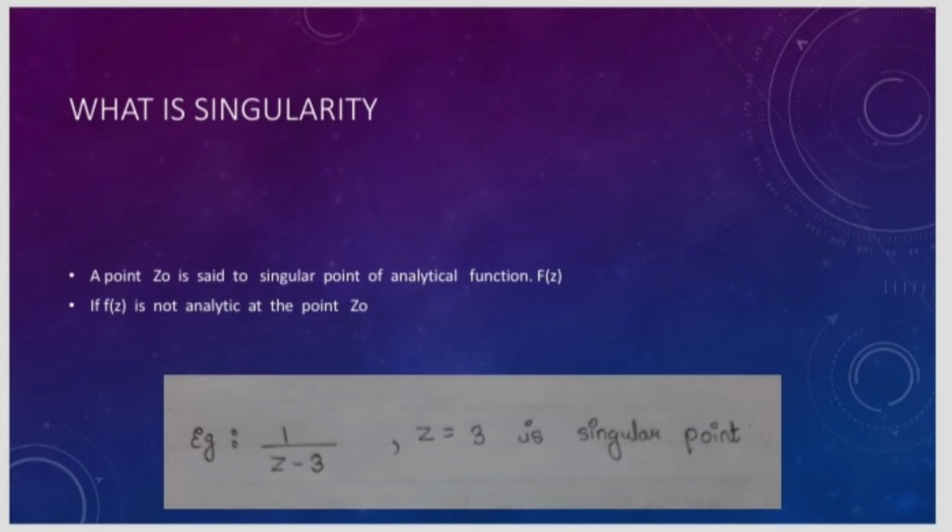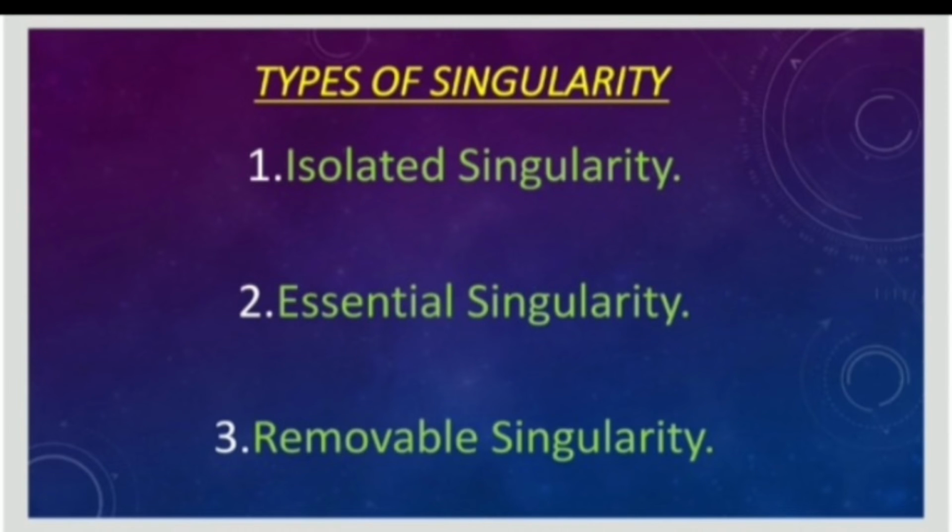It is really simple: the point z equals z0, at which the function is not analytical, is known as the singularity of the function. For example, here 1 by (z minus 3), that is z equals 3, is a singular point. So let's study the types of singularity of a function. There are three types of singularity.